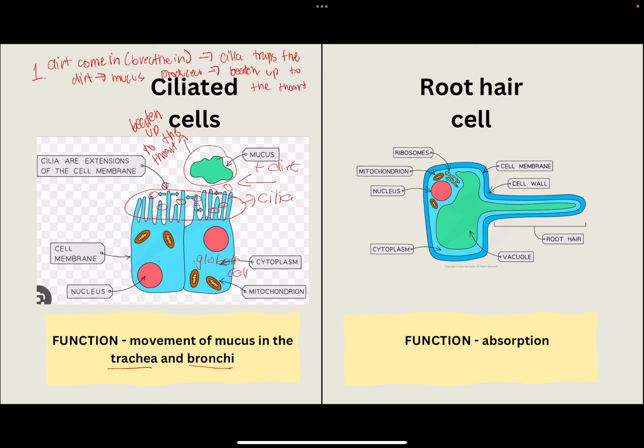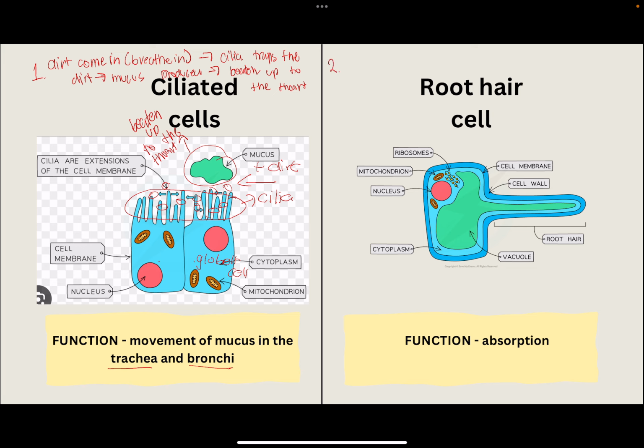So that's why when you get a cold or when you get coughs, the coughs are actually your mucus. The bad air you have taken in, the mucus has been beaten up and stored in your throat. That's why you have coughs, and when you take out your coughs, they're a slimy structure. That's mucus with the dirt which has been collected while you were breathing in the air. So the function you can say is the movement of mucus in the trachea and bronchi.